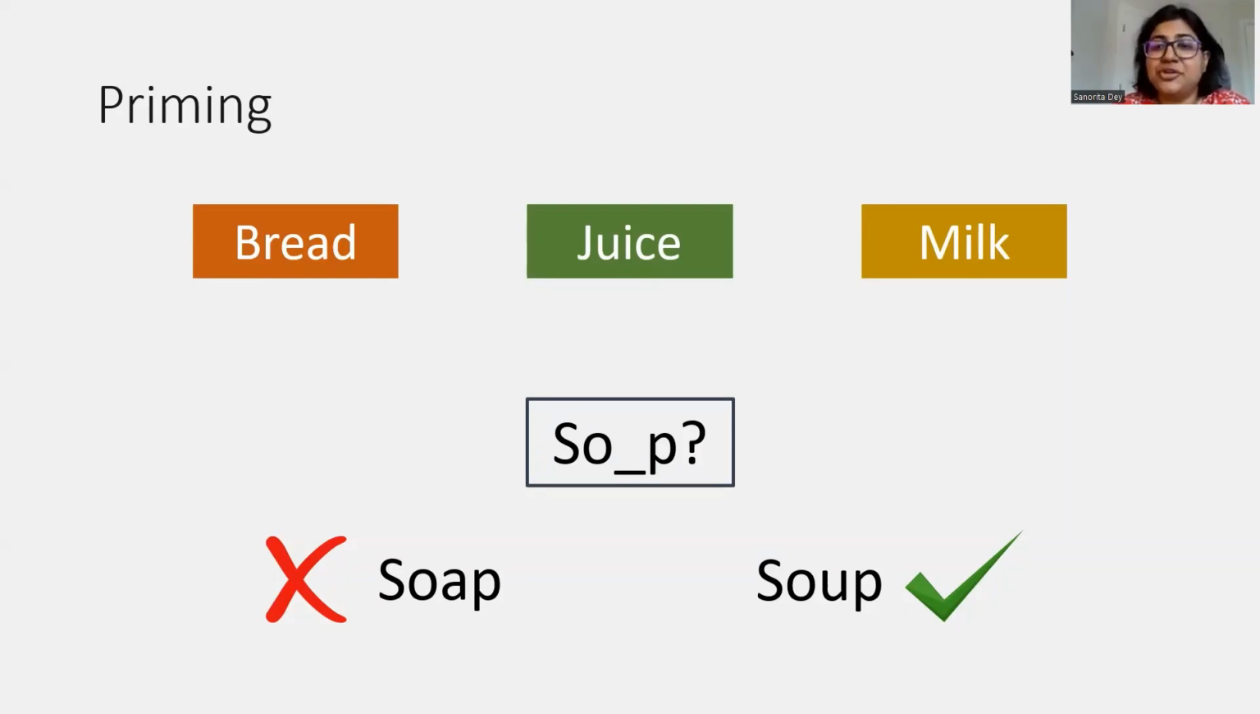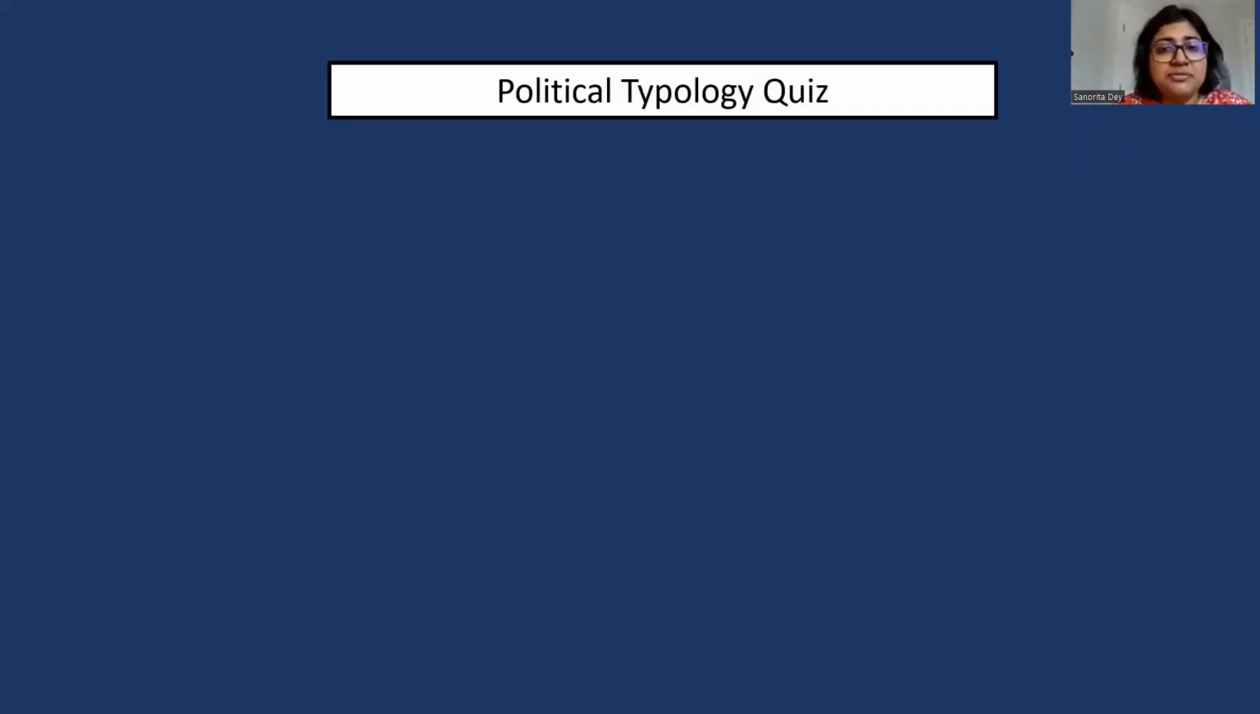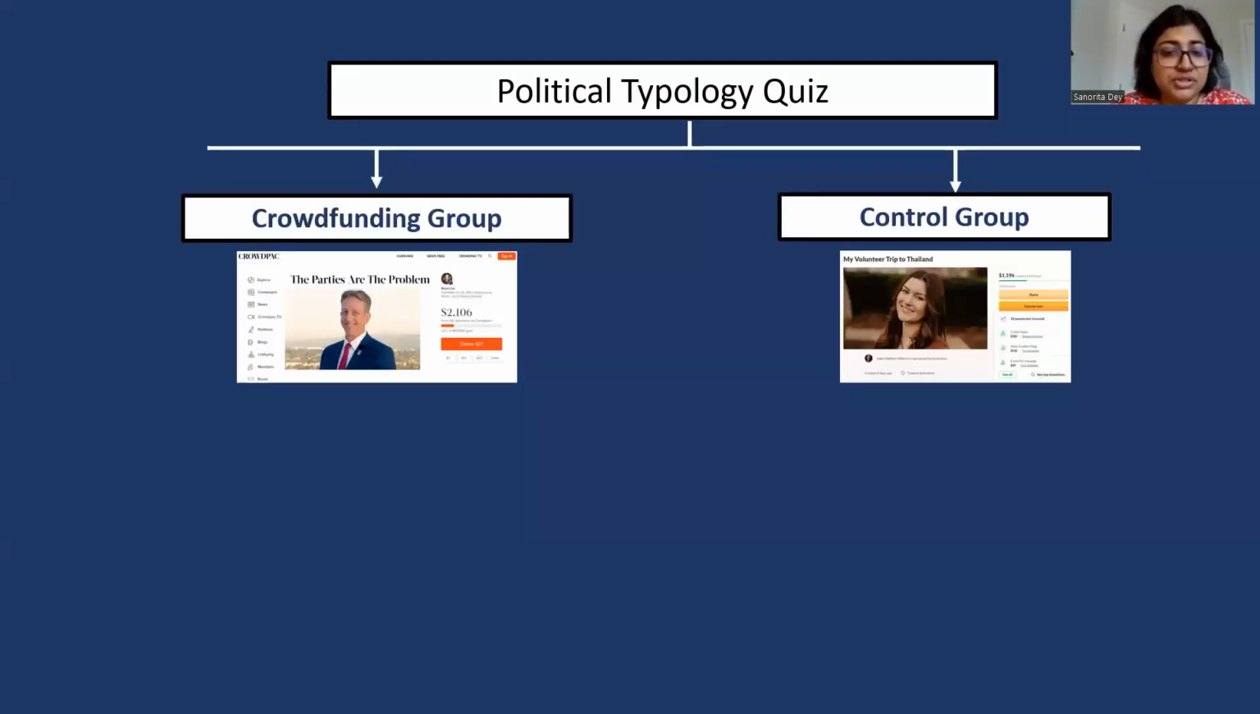Now let's get back to our research question. What can we do to verify if these political crowdfunding campaigns have any priming effect? For that, we conducted a user study. We hired people from Amazon Mechanical Turk, and then we asked them to take a political typology quiz, just to determine whether they are leaning toward conservative ideology or liberal ideology. Once we knew that, we divided them into two groups.